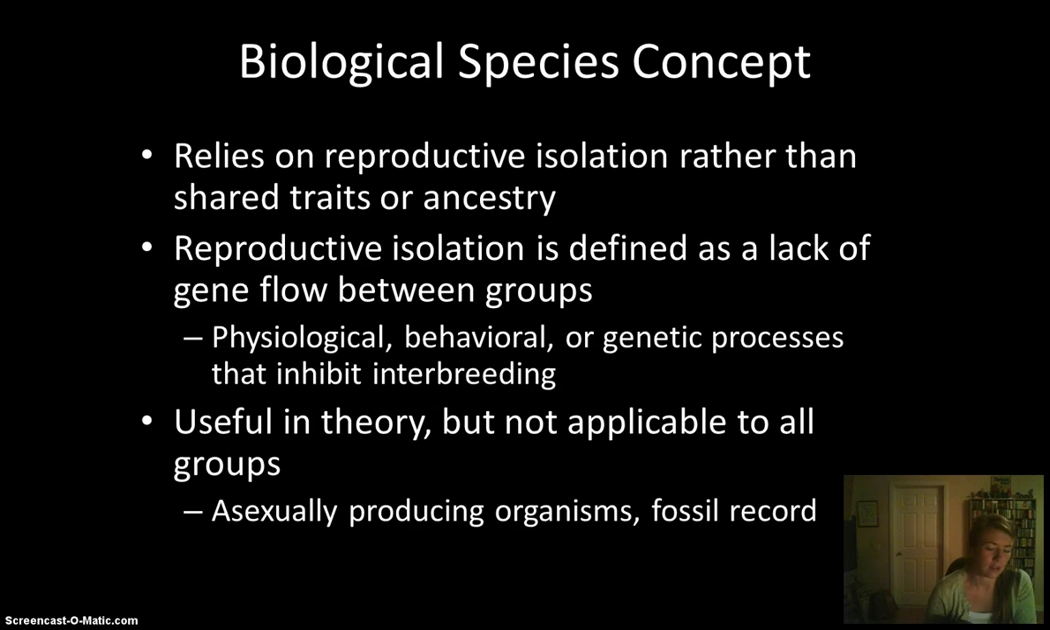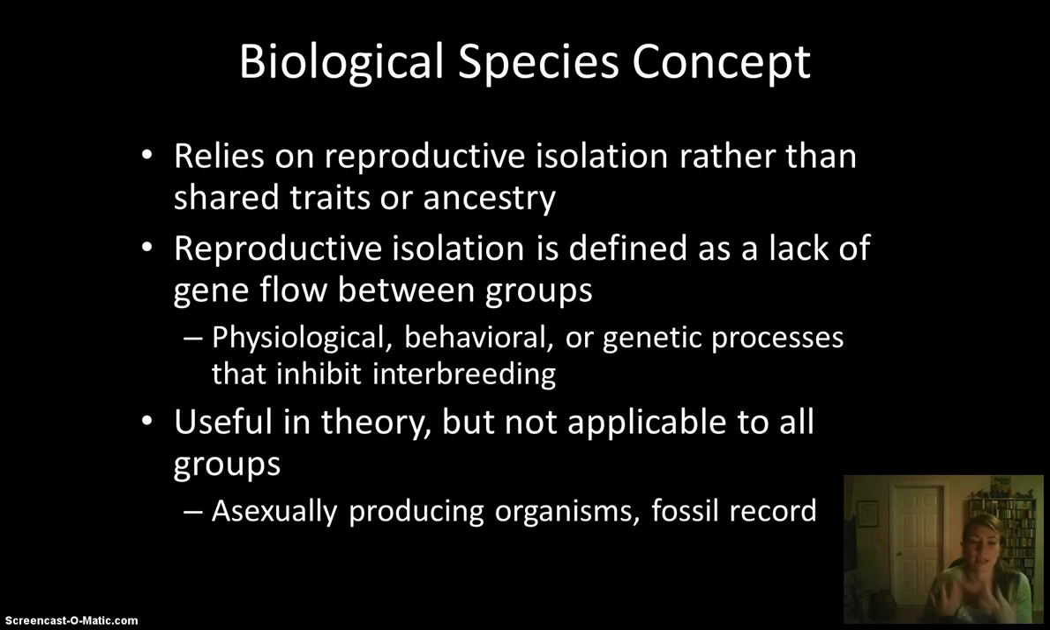And lastly is the biological species concept. And this is the one you guys might be the most familiar with. And this relies on reproductive isolation rather than shared traits or ancestry. So rather than looking at similar tails, similar feathers, or their most recent common ancestor, we look at 2 groups of living things, and we say, can they reproduce? Can they make offspring?